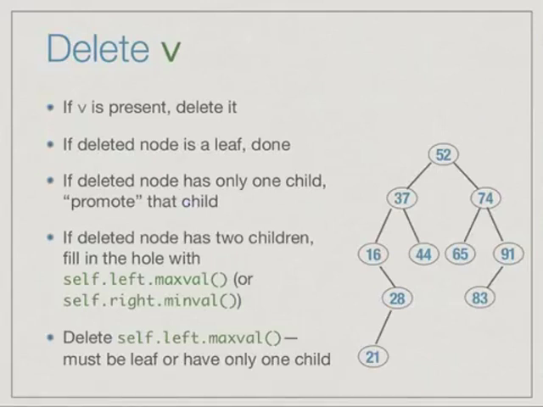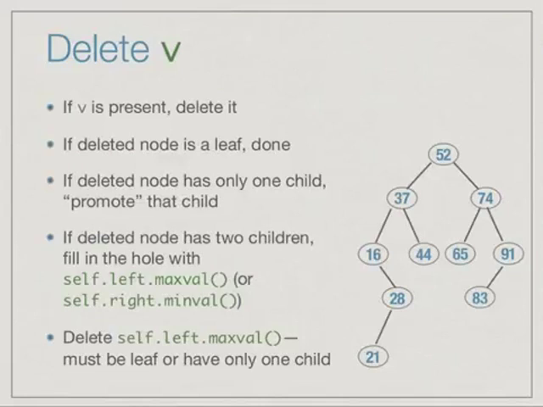Now, if the node that we are searching for is a leaf, then we are done. We just delete it and nothing happens. If it has only one child, then we can promote that child. If it has two children, we have a hole. We have a node from which we have to remove the value, but we have values on both sides below it. And now we will use this maximum function, maxval or minval, in order to do the work. So let us just see how this works through some examples.